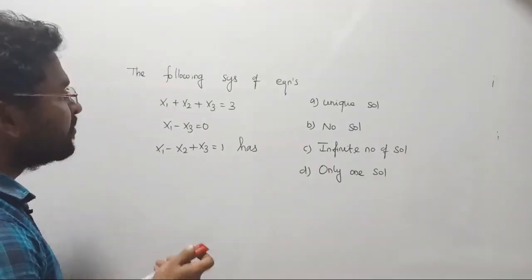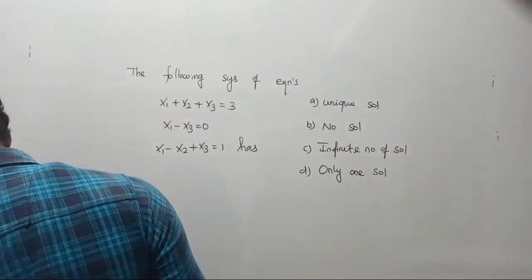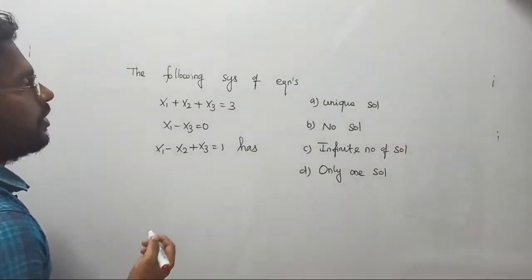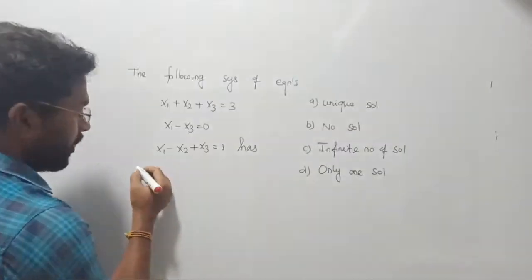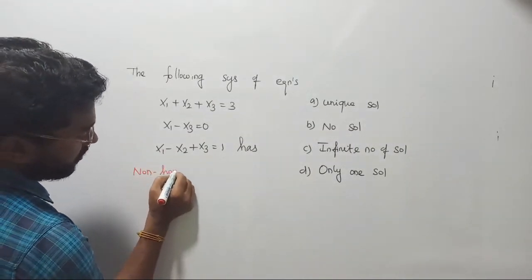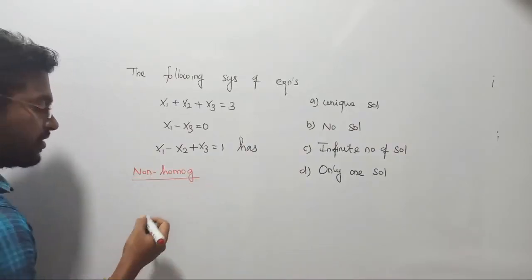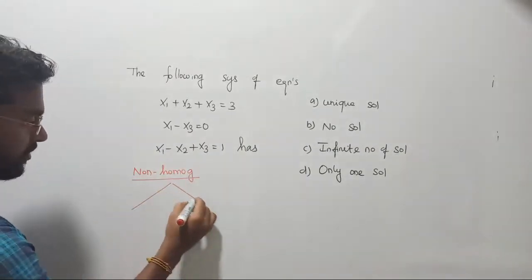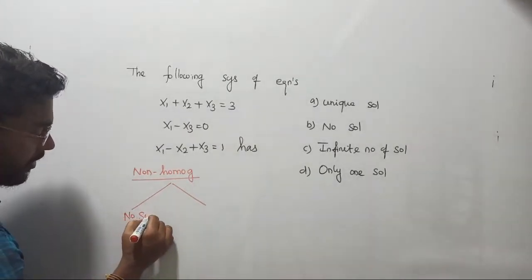Given system, these are the given options. Is our given system homogeneous or non-homogeneous? Please first tell me. The given system is a non-homogeneous system. If your system is non-homogeneous, then there are 2 possibilities. Possibility number 1 is that your system may not have any solution.